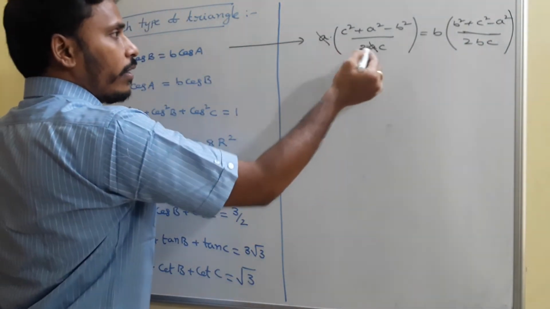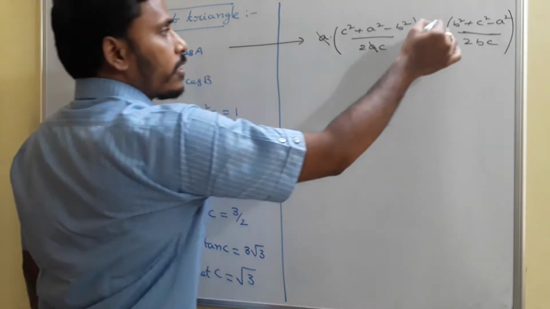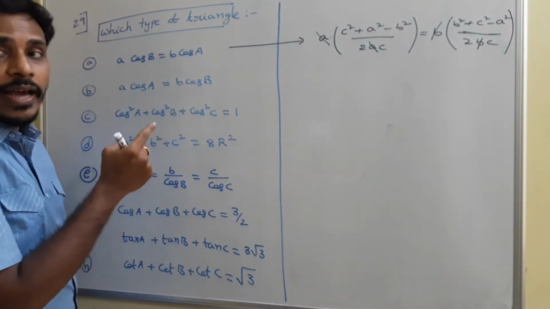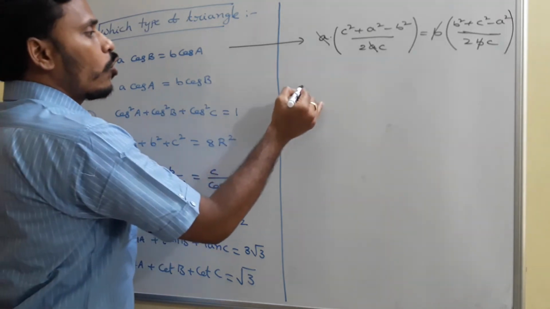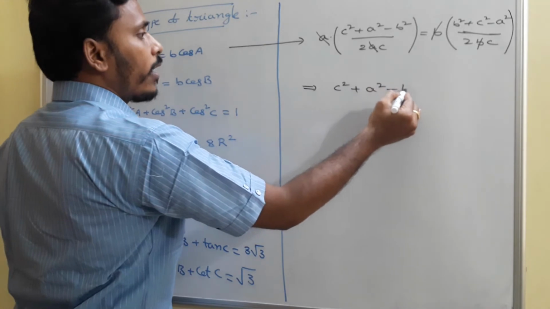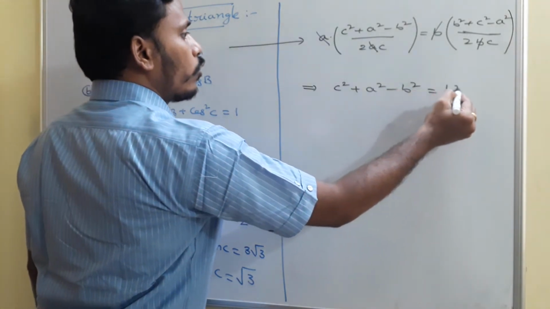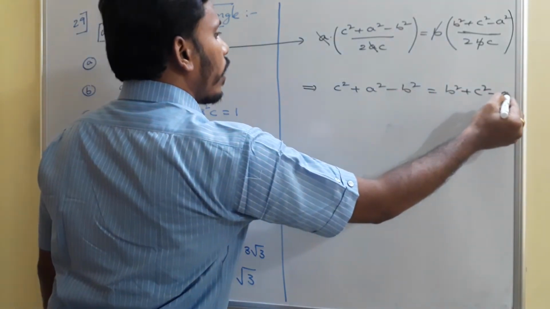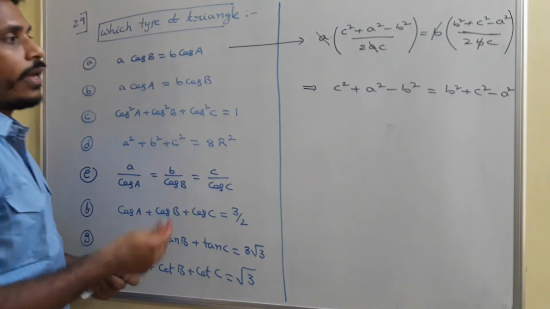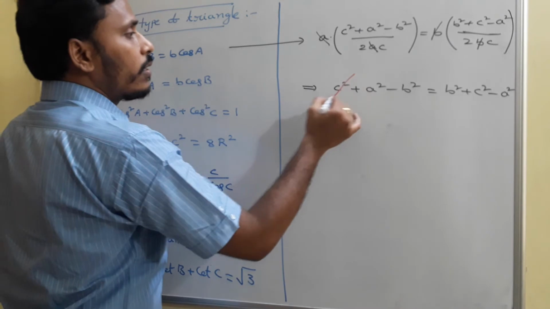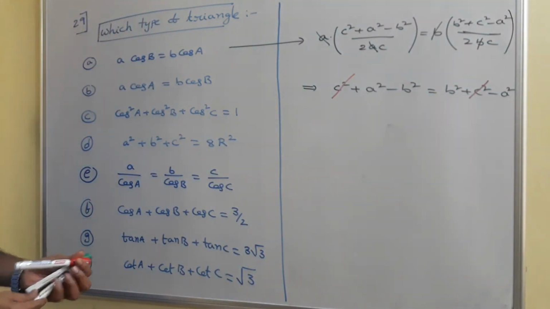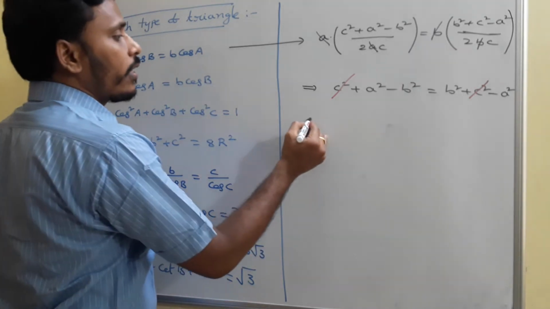This A and that A will get cancelled, as well as this B also gets cancelled. And now if you look, both sides have 2C in the denominator. So if you leave that 2C, then C square plus A square minus B square is equals to B square plus C square minus A square. Now plus C square gets cancelled from both sides. Then A square minus B square is equals to B square minus A square.